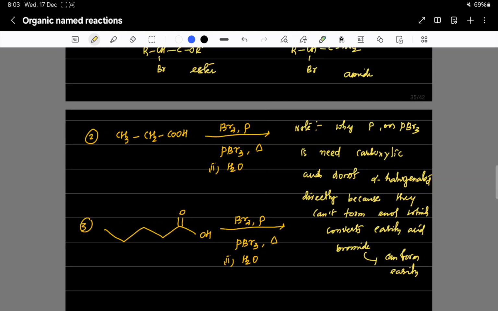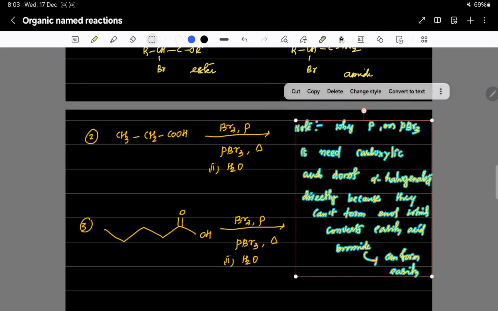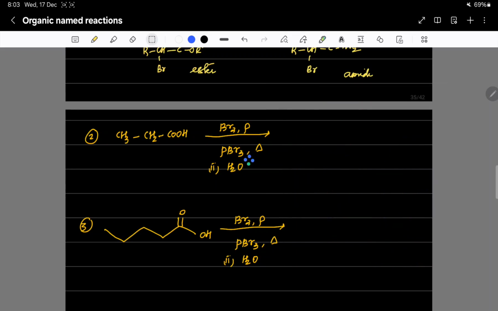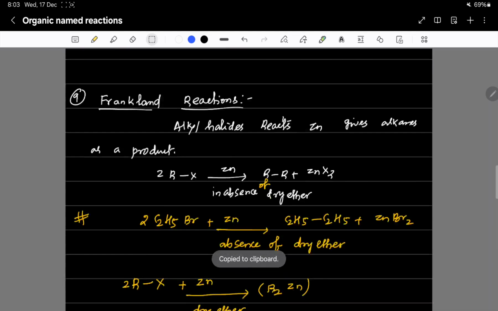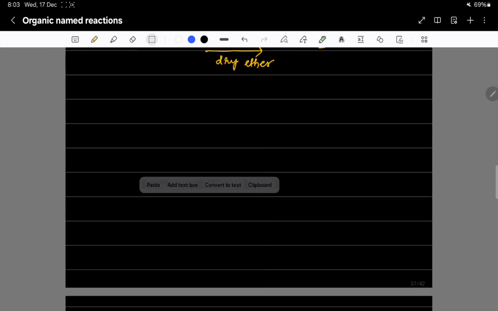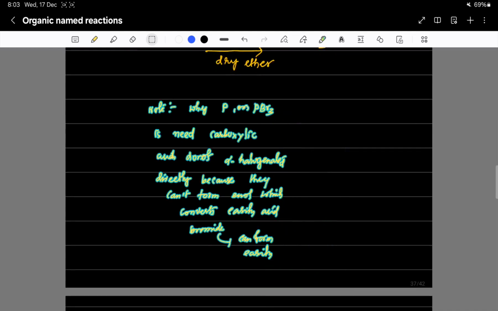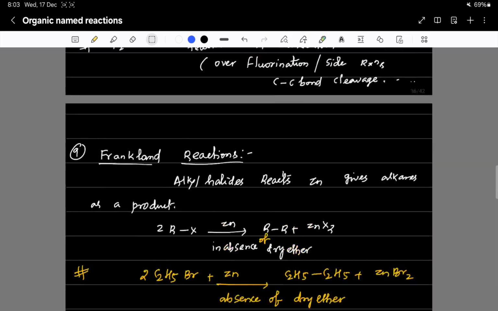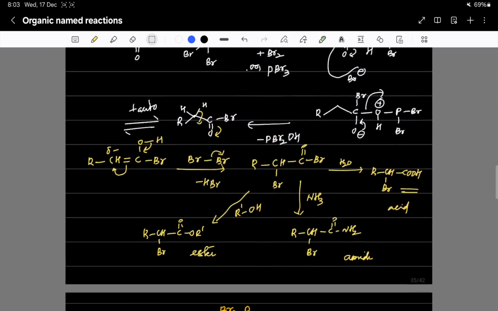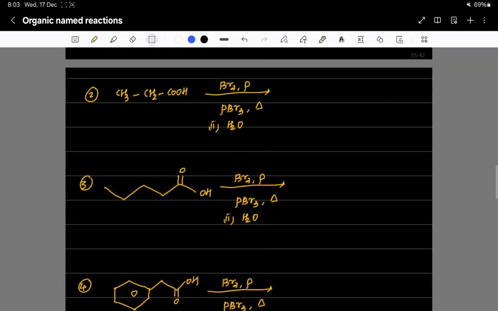Okay, so this is the note point, students. I will paste it at the end of the page, below this reaction. Just you can copy here. Now this is the point. Now some reactions we will discuss.